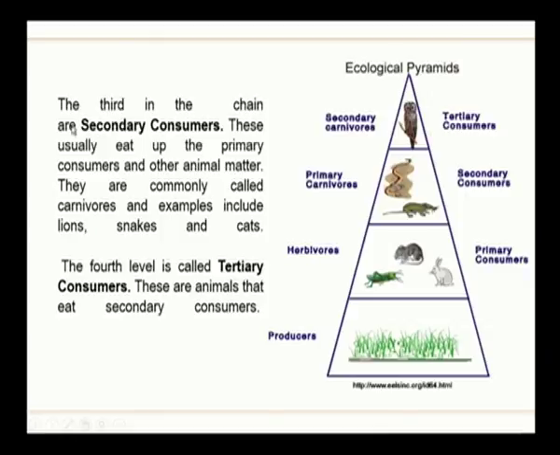The third level of the food chain is the secondary consumers. These usually eat the primary consumers and other animal matter. They are commonly called carnivorous. Examples include lions, snakes and cats. The fourth level is called tertiary consumers. These are animals that eat secondary consumers.